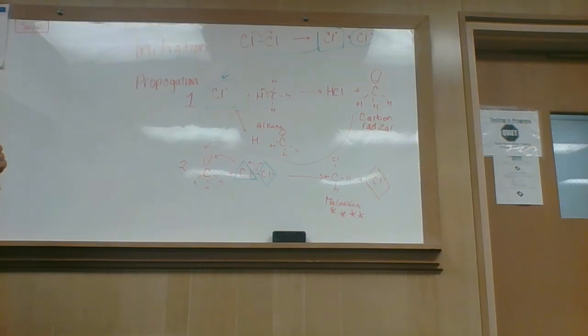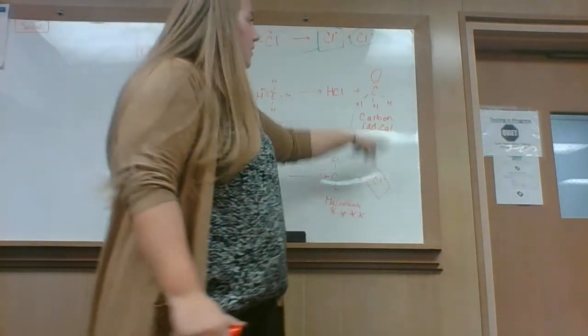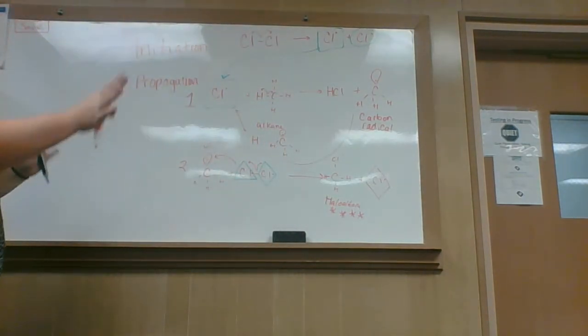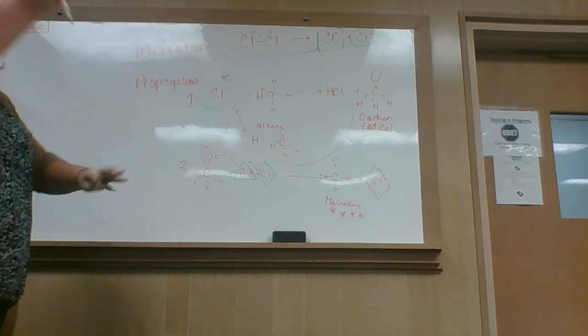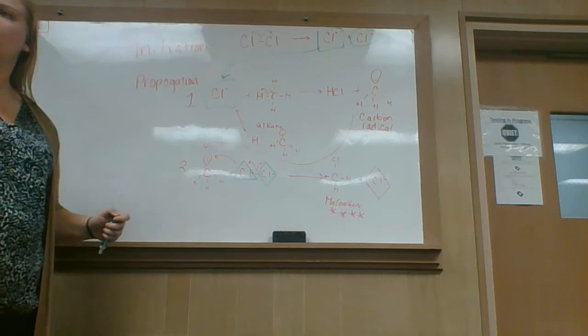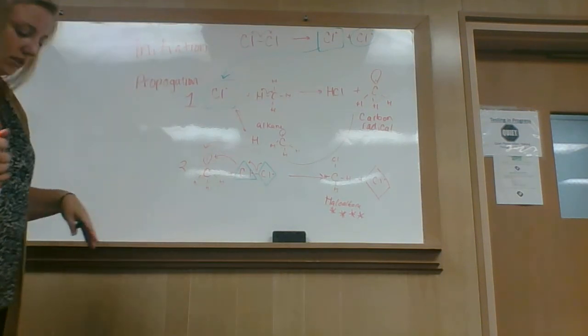Where does the HCl go? It floats away, and these chlorine radicals can react with each other. They can react with other molecules. Basically, they're just floating around reacting with whatever they collide with. It's going to keep going until we run out of them.